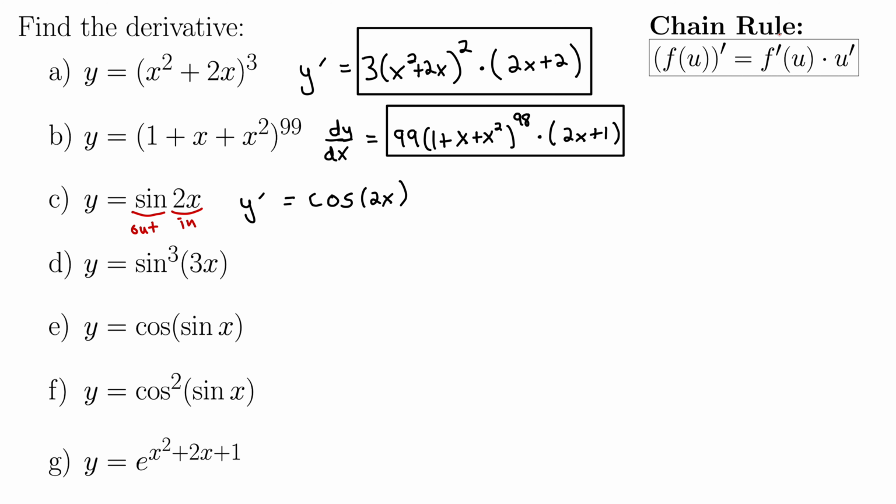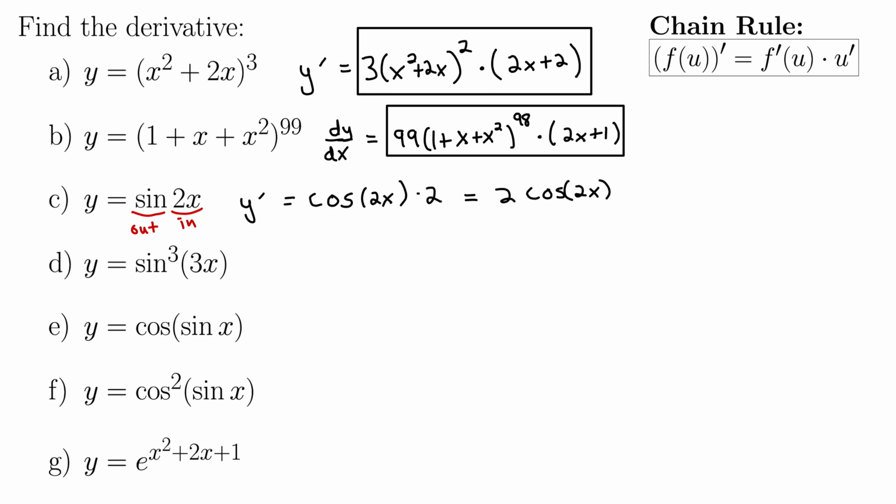That's what our f prime of u means. Our u in this case is 2x. We just leave it alone, and then we do the derivative of the inside. So then what's the derivative of 2x? Well, it is 2. Okay, that's a perfectly fine way of writing the answer. It's a little better, though, to write it as 2 cos 2x. We're just kind of used to seeing it that way.